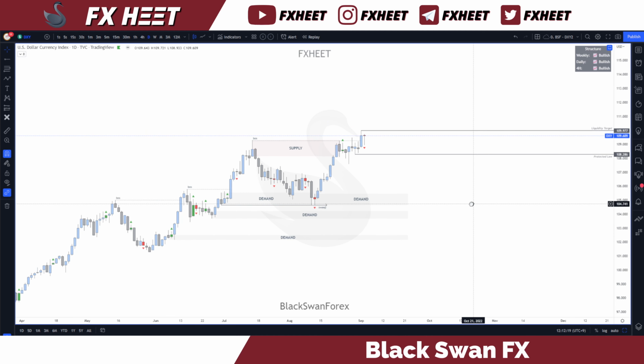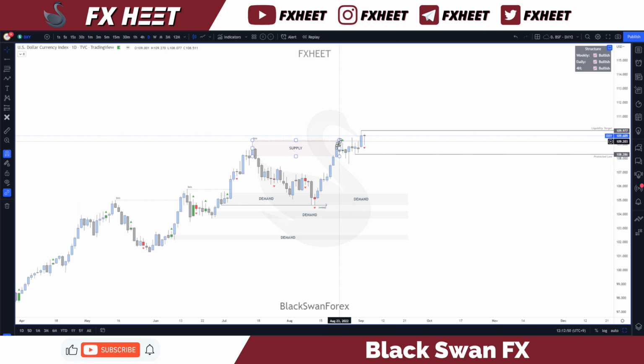So on the daily, we can see price came down to the downside. It actually swept the previous demand zone that was created, had a strong reaction off of that, but eventually DXY built up enough liquidity to push to the upside and then break through the supply.